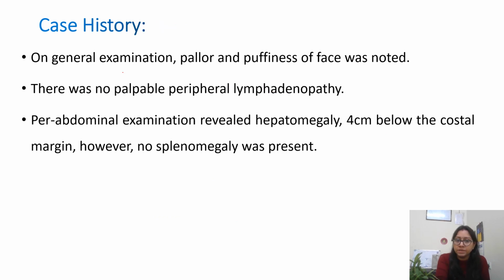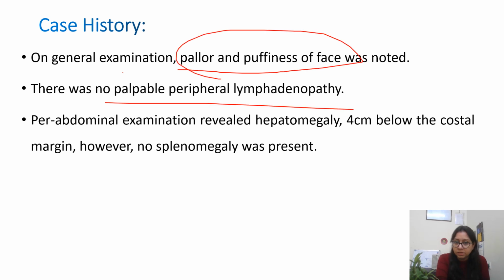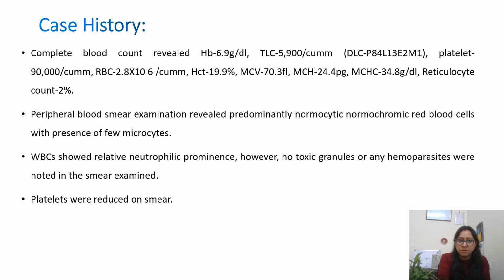On examination, what we saw, the patient had pallor and puffiness of face. There was no palpable peripheral lymphadenopathy. On per abdominal examination, there was hepatomegaly, 4 centimeter below the costal margin. However, there was no splenomegaly seen.